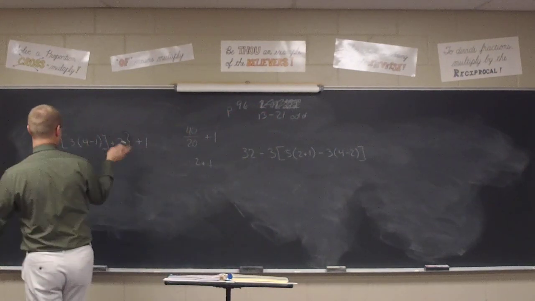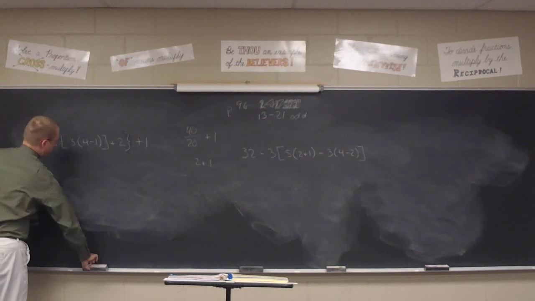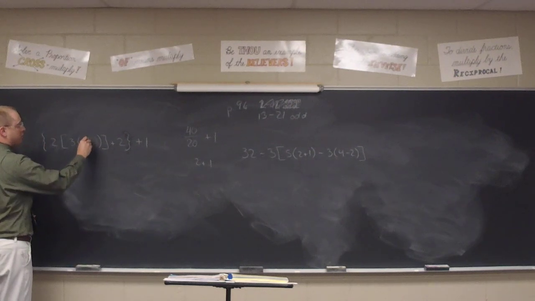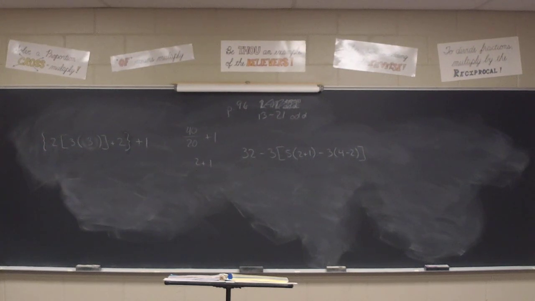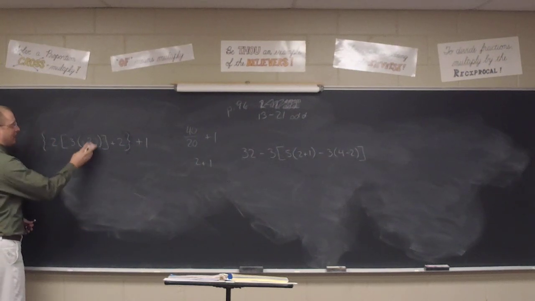Number 17. We have a lot of stuff, but we're going to start with the parentheses. The 4 minus 1 becomes 3. And because I can, I'm just going to erase and replace it with a 3. Now we have to take care of what's inside the brackets. And inside the brackets is just 3 times 3, which is 9.